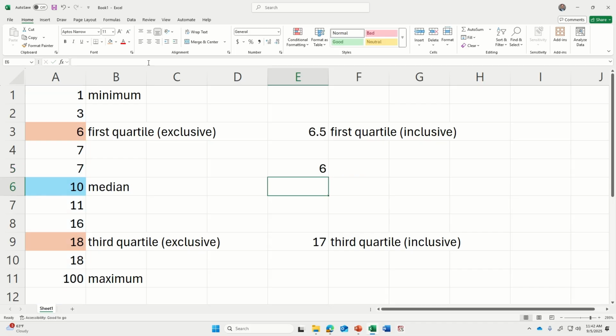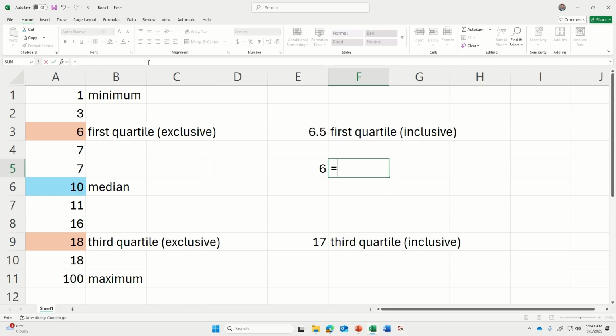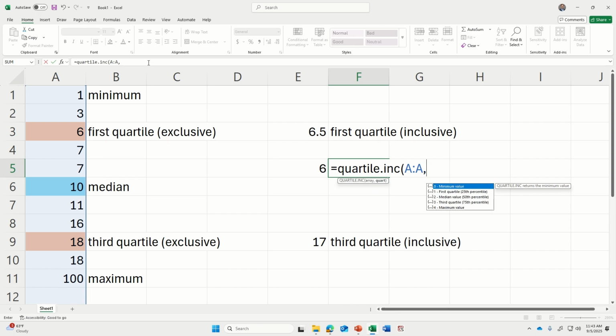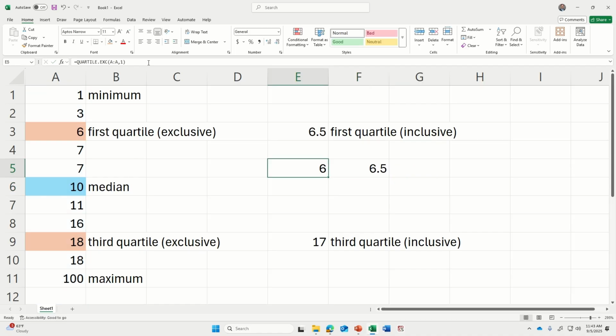Cool. What if instead I want the inclusive first quartile? I type in quartile.inc, open parentheses, my data is in column A, and then I'm going to give it the first quartile, so it's going to be that. That should be 6.5, right? Cool. So it can do third quartile as well. Any questions about quartiles?